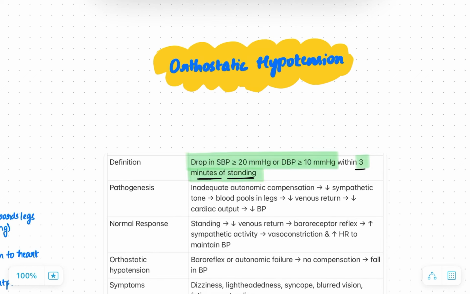Hello everyone, in this video we are going to discuss orthostatic hypotension, also called postural hypotension. By definition, whenever there is a drop in systolic blood pressure of more than 20 or diastolic blood pressure of more than 10 millimeters of mercury within 3 minutes of standing, it is called postural hypotension or orthostatic hypotension.